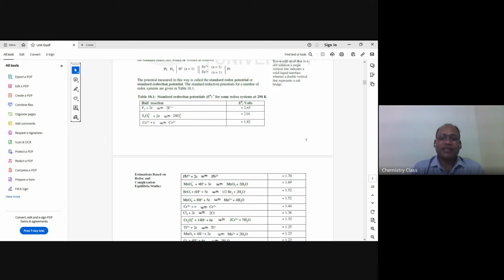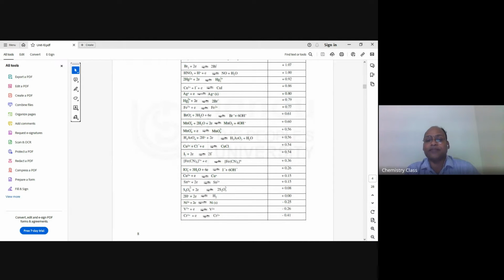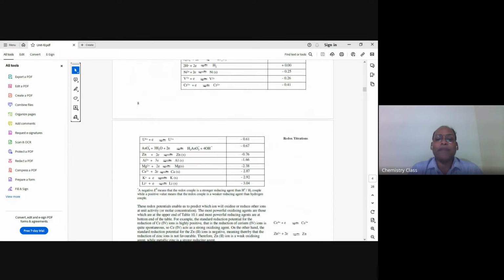Okay, so the table says that in the case of F2, the first line of this table, the electrode potential value in volts is plus 2.65. Now check it out. The value decreases: plus 2.65, then plus 2.01, then plus 1.82. Like this, the value decreases, decreases, decreases. And in the case of hydrogen, the value is 0, right? And again it increases, again decreases, decreases, decreases, going to lithium.